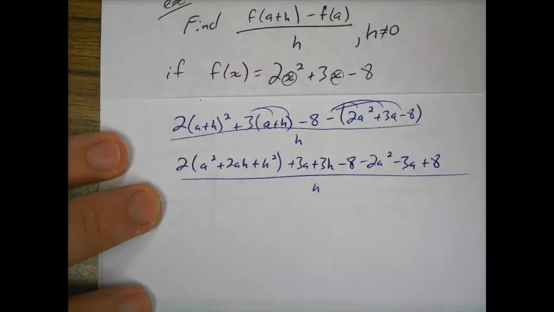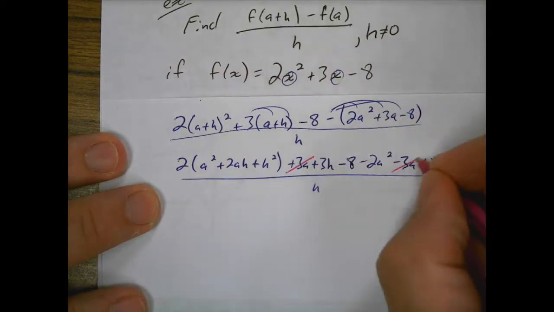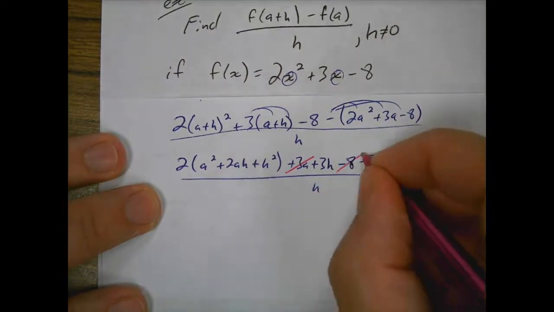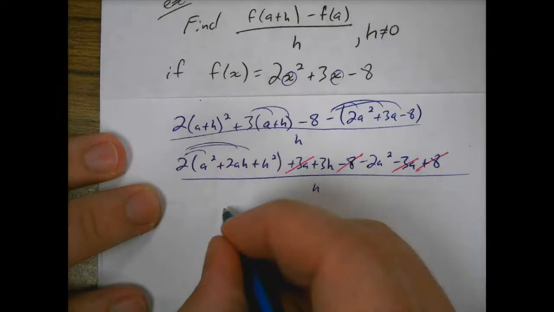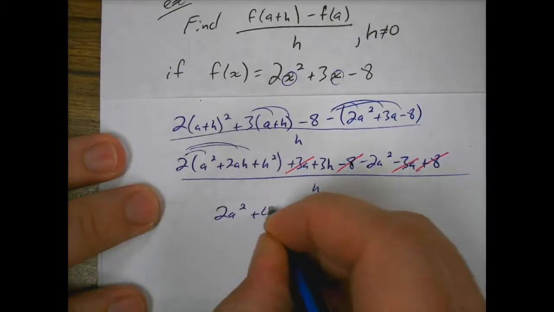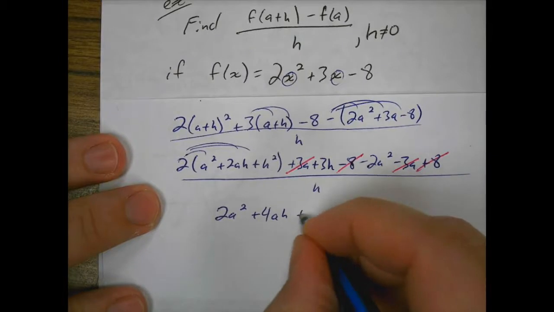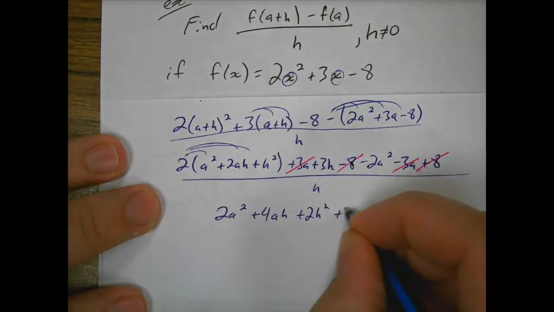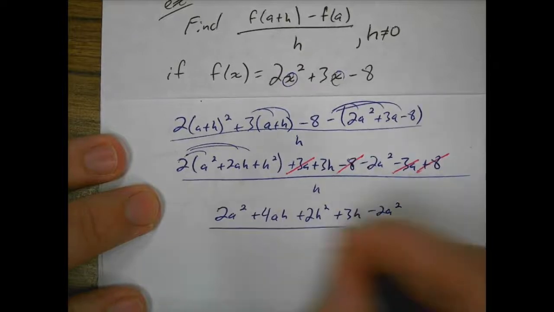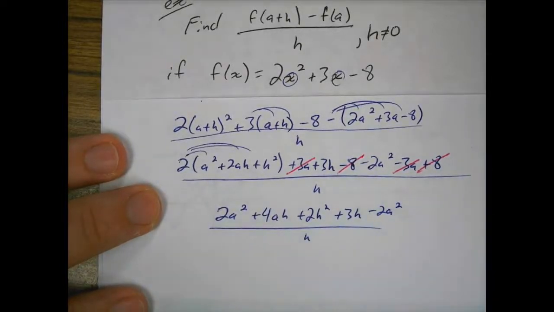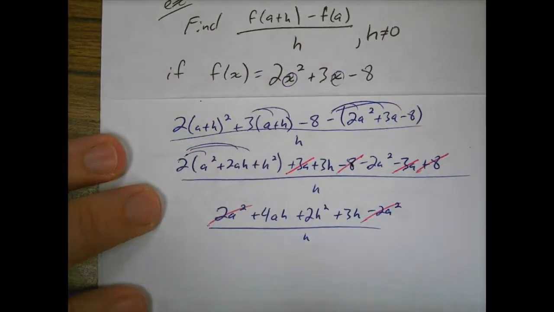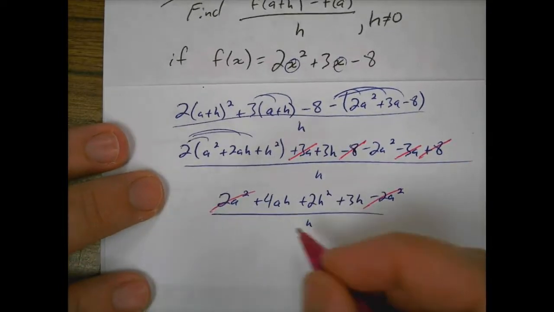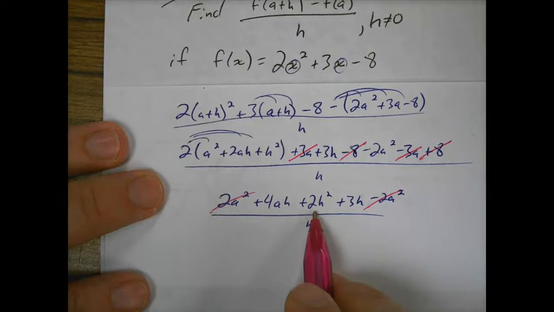Getting closer. From this part, we can at least get rid of our 3a's. So 3a minus 3a is 0, and negative 8 plus 8 is 0. Then I can distribute the 2. So I have 2a squared plus 4ah plus 2h squared plus 3h minus 2a squared, all of that still divided by h. 2a squared minus 2a squared is 0, and nothing else gets rid. So we're left with 4ah plus 2h squared plus 3h, all still being divided by h.